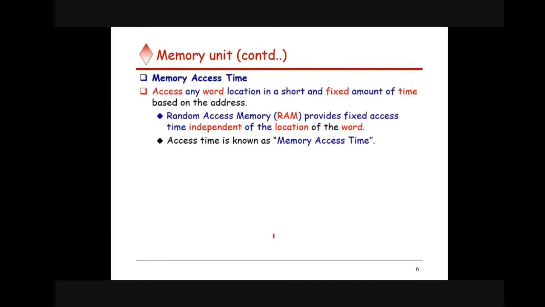That is the definition I was telling. Memory access time is the fixed amount of time to access any word location based on the address. The processor knows the address, and based on that address, the processor tries to access a particular instruction. During that, how much time is required for accessing it? That is called the memory access time.